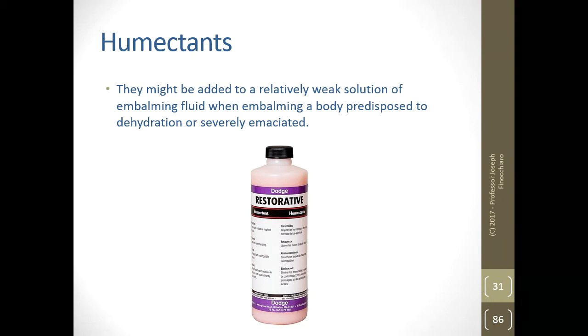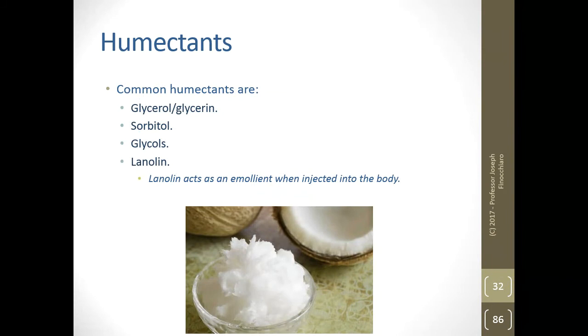A side effect of most humectants is that they coat the formaldehyde molecules in the solution, which delays their release. So if you're looking to get an immediate firm, or you're using an immediate firming chemical, if you want to kind of slow that down, you add a humectant to it in most cases. Common humectants: glycerol or glycerin, sorbitol, glycols, and lanolin. Lanolin acts as an emollient when injected into the body. It coats.